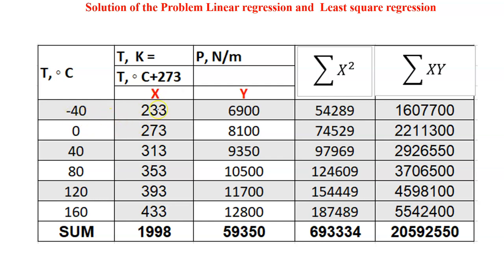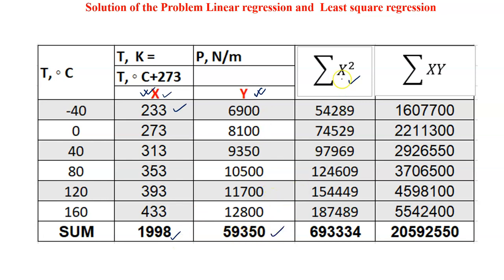So minus 40 plus 273 is 233, and we get the T data. That is actually the X data, and the P data are the Y data. Now we have X data and Y data. To get the matrix, we need the summation of x square, summation of x, and summation of y. The sum of x is 1998, and the sum of y is 59350.